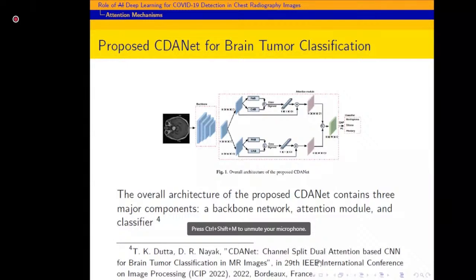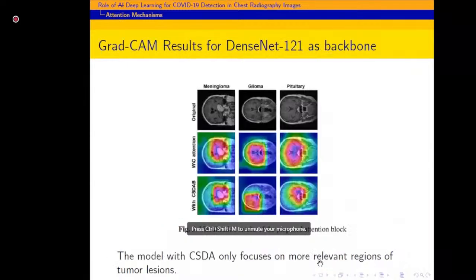This is an image processing conference that we all know. If you look at these two images, in the second row and the third row, you will find the major difference. This is the output of the model without attention mechanism, and this is the output of the model with attention mechanism. Without attention, my model is focusing on the important part as well as some unimportant parts. But here, my model is trying to focus only on the important parts. That's the difference between the attention-based model and the model without attention.